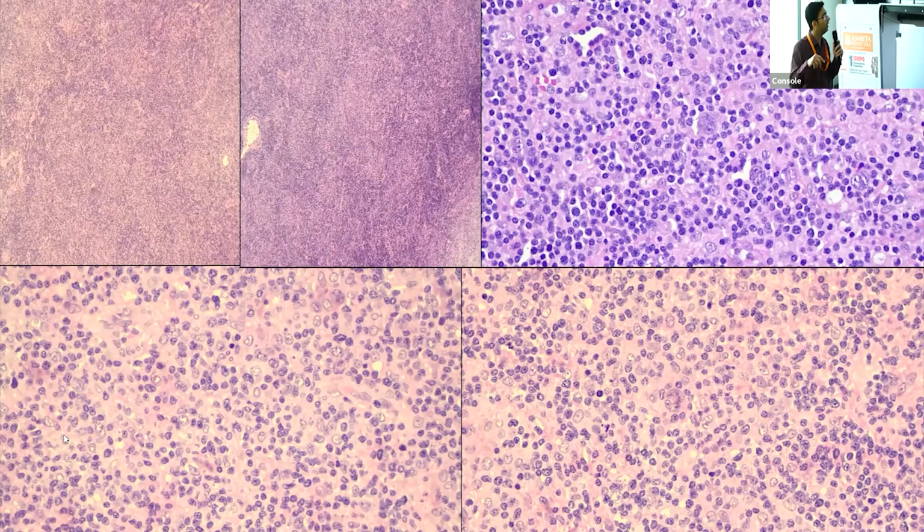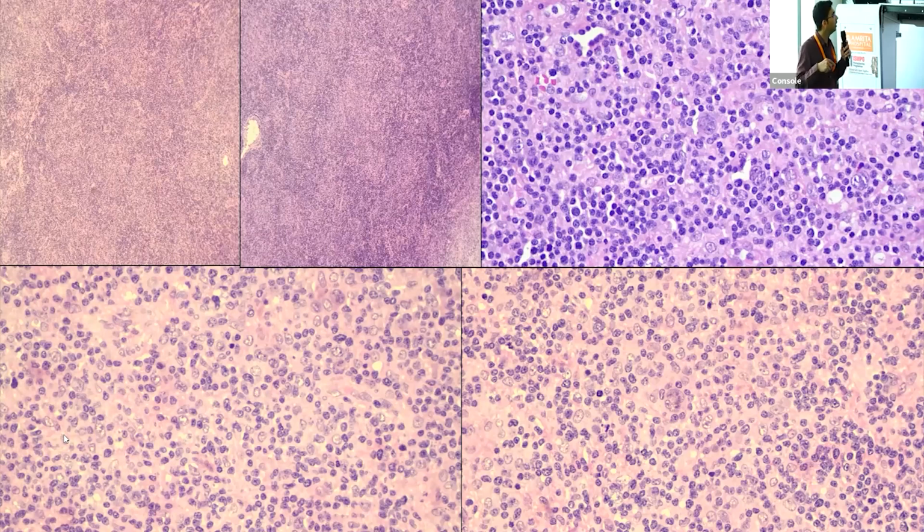This was a finding which was also missed by me, and I really repent that I missed this observation. Initially I missed these large cells, which were so difficult to pick up from a reactive background. And the second thing which I missed was the rosetting. So this rosetting is very important.